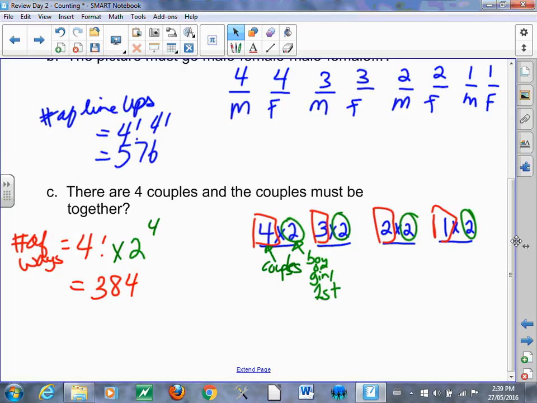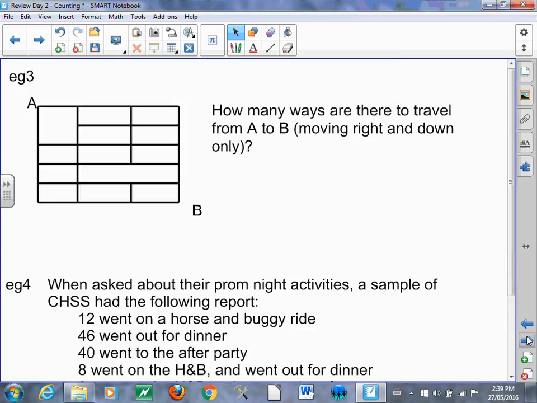Let's take a look at one of my favorite examples. How many ways are there to travel from point A to point B? And remember, you can only move right or down, which means you can't go up or left. From A I'm going to go across. There's one way to get here, one way here, one way here, and then I'm going to go down, one way here, one way here, one way here, and one way here.